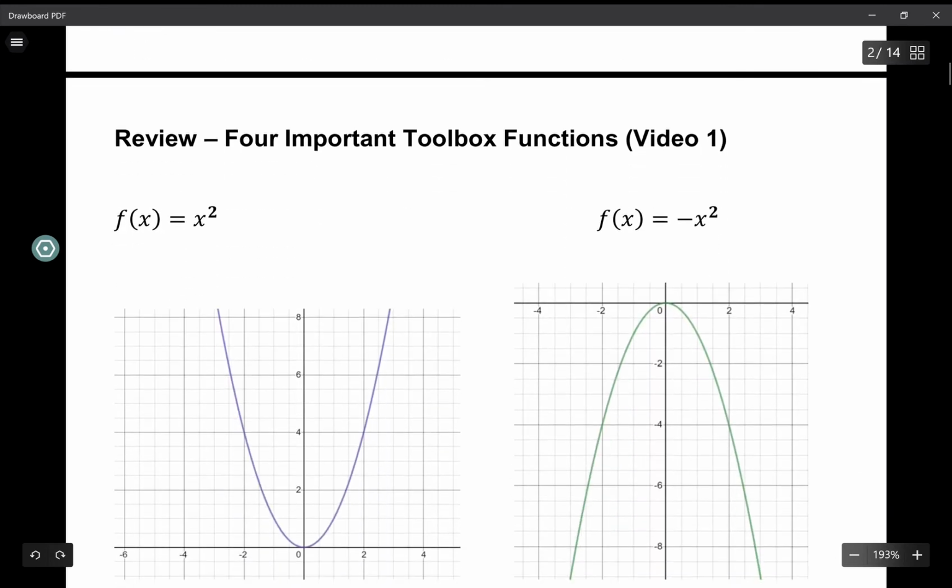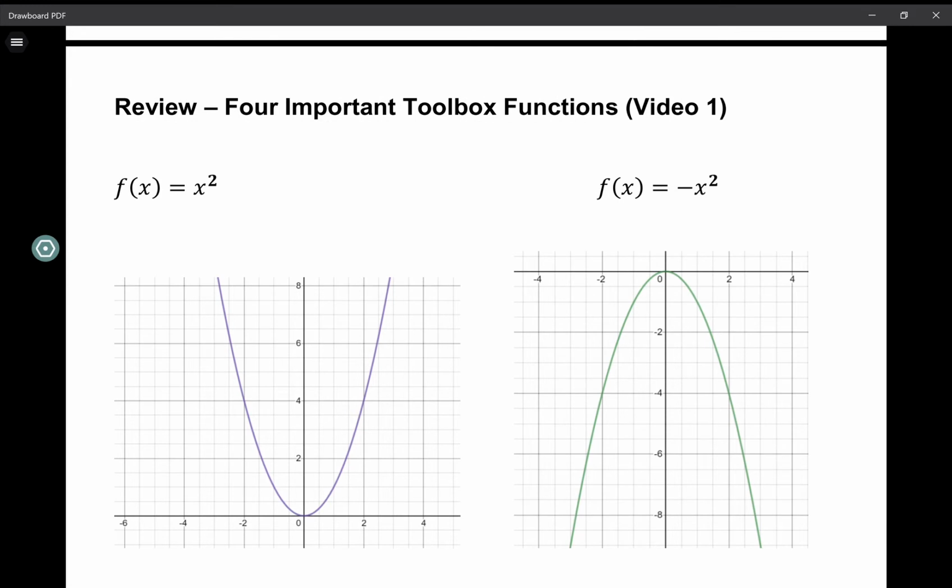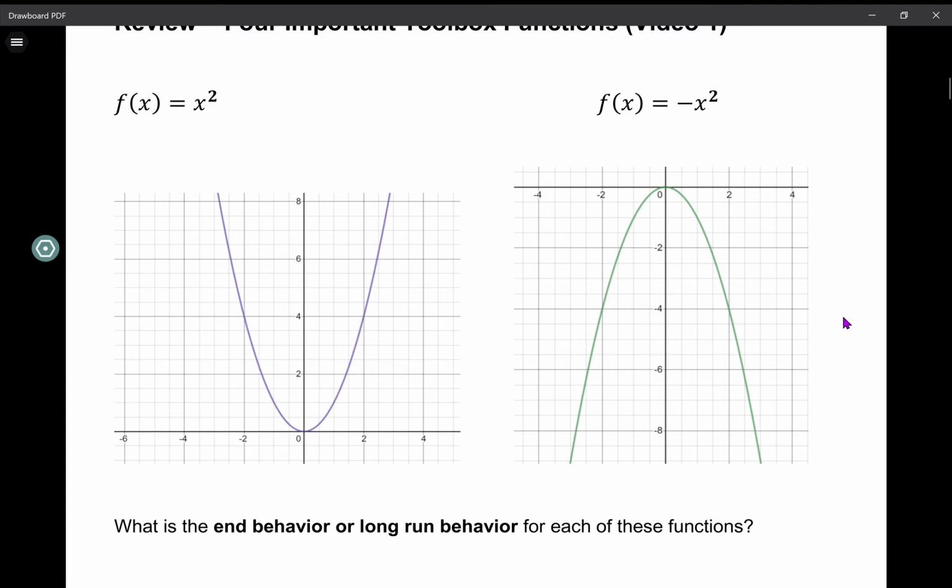All right, but before we really jump into that, we're going to take a minute to just review four important toolbox functions. Actually, it's really two toolbox functions, but I said four because there are four graphs. The first one is f of x equals x squared. It's a quadratic, opening up because the leading coefficient is positive. You should be able to memorize what x squared looks like in your head, and if you do, this whole section is going to be a lot easier.